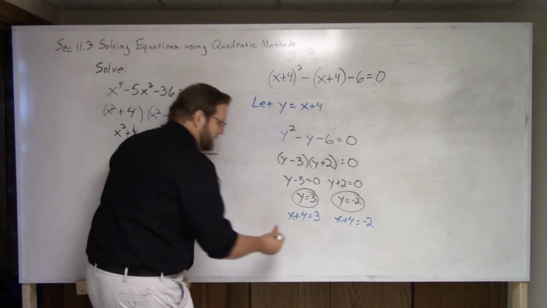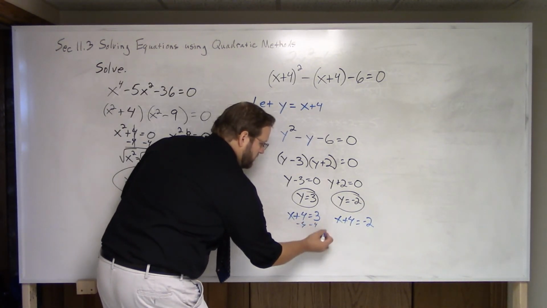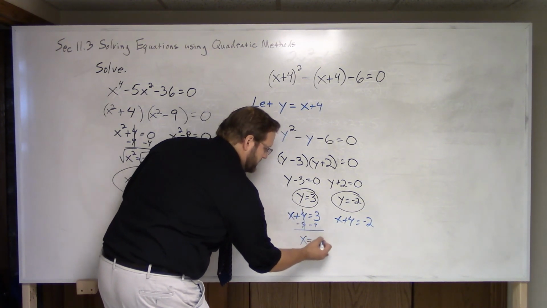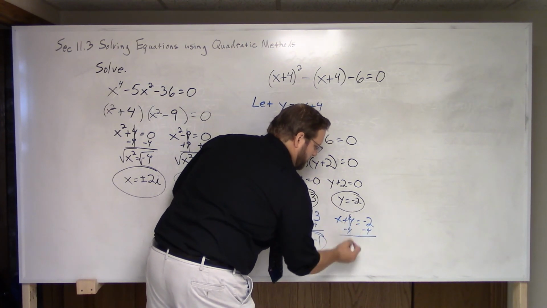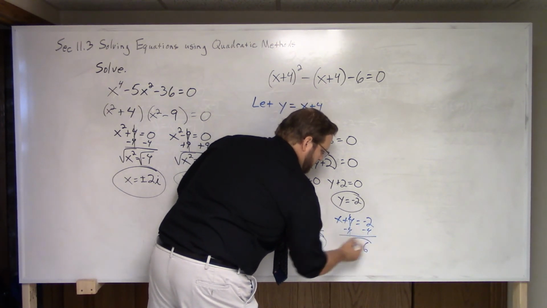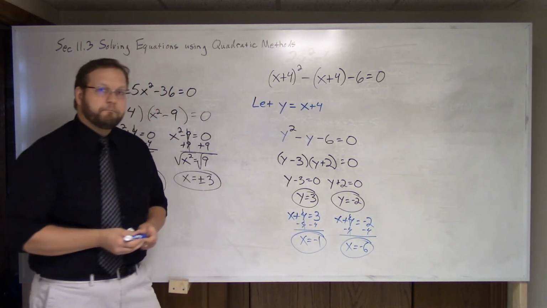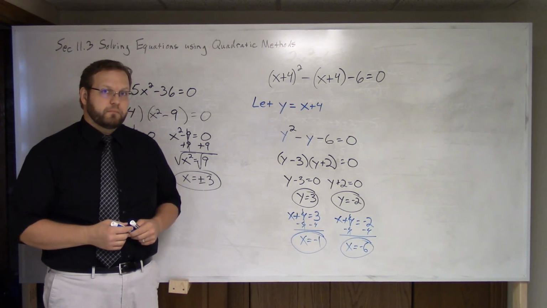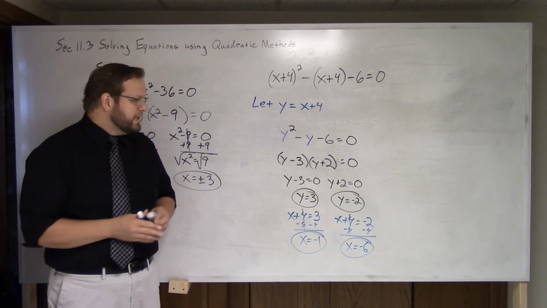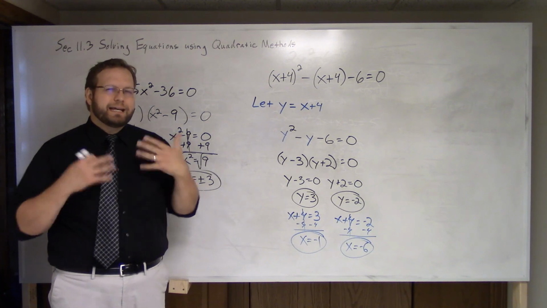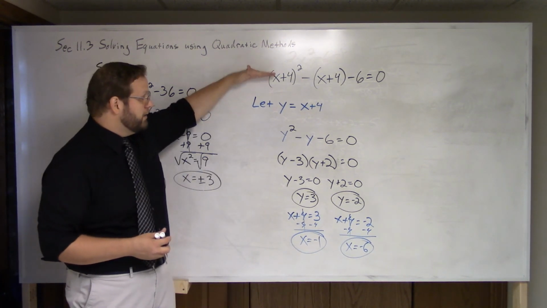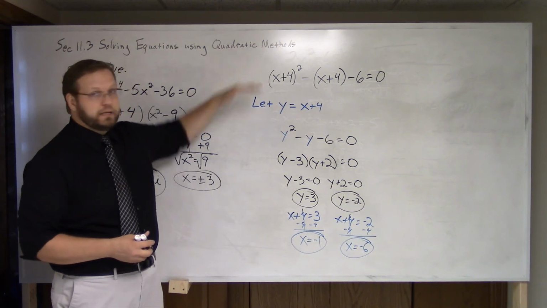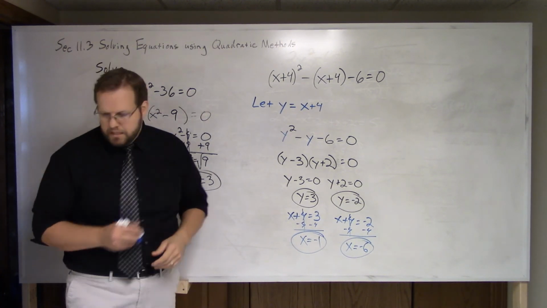And now I can get x is negative 1. X is negative 6. And there we go. Okay? In this case, you can always go back and check. It's not a necessity, but you can always go back and plug those into the original problem. Always check at the original. Okay? Let's look at another one.